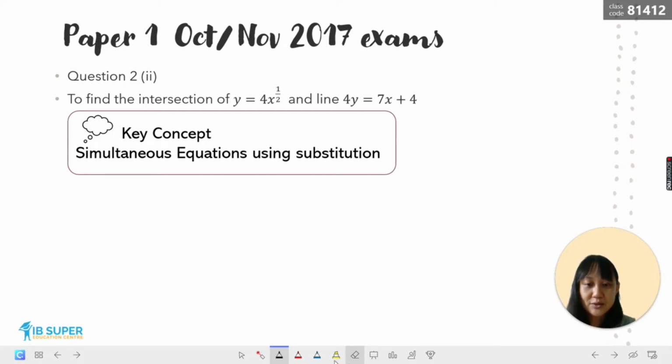Very frequently, students will try to replace the y in the second expression with 4x to the power half. This is not the best way of doing it because it's very long and tedious, especially as you have to manipulate the square root x. So a better way to go around it is to first make the x the subject of the formula in the first expression.